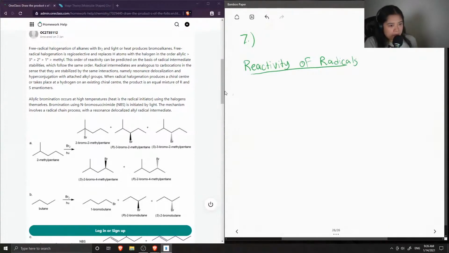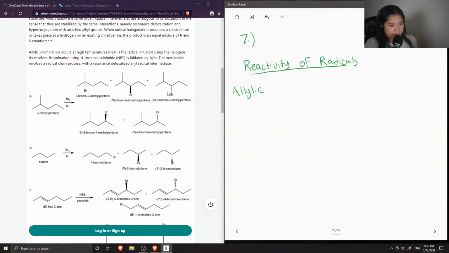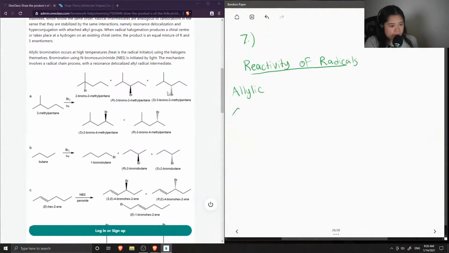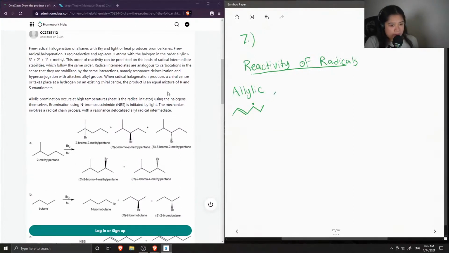So the most stable radicals are your allylic. So this is when it contains a double bond. So for example, if there's a double bond on the carbon beside it, your radical can just be shown right there. So this is less reactive than if you were to have a tertiary. I'll just do it in the same format, a 3 degree radical. This is an example.